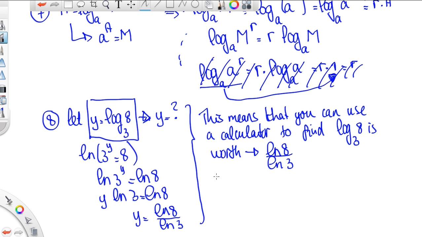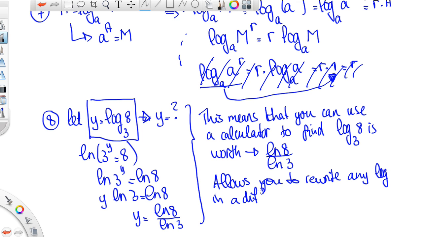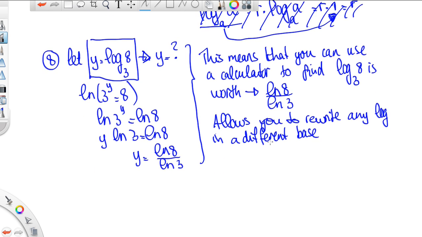What we name this rule is then: this allows you to rewrite any log in a different base, and that's useful because the calculator only has really two bases, okay, natural logs or the common logs.